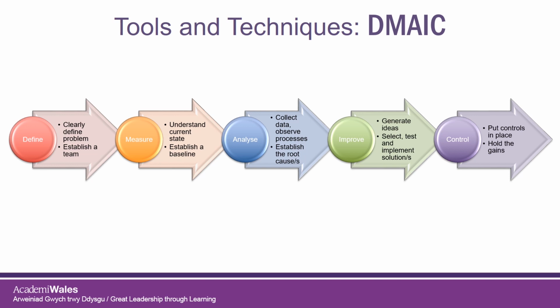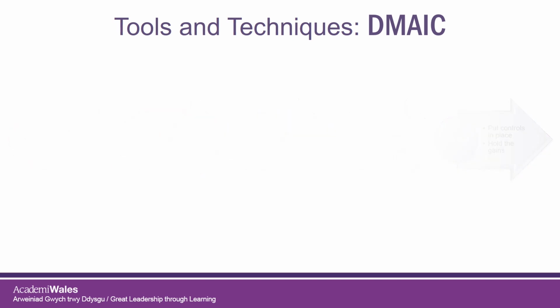Analyze. Collect data. View the process to find the probable cause of the problems. Improve. Generate ideas to correct the problem and test these ideas before implementation. Control. Ensure the problem doesn't come back by putting in controls to make it sustainable. Most importantly, it involves teamwork.